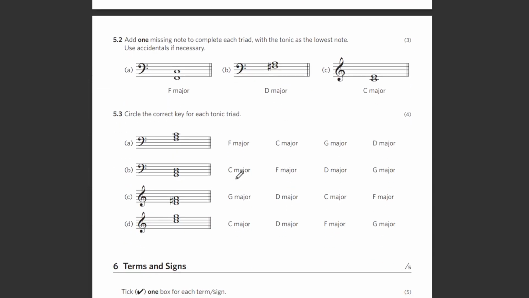Moving on to 5.2, add one missing note to complete each triad with the tonic as the lowest note. Use accidentals if necessary. So this is F, the lowest note. Then you should have A and C. F major only has B flat, so you don't need to put any accidentals here. D major should have D, F sharp, and A. So put in D here. C major is C, E, and G. Okay, so I've completed the missing notes to form the tonic triads.